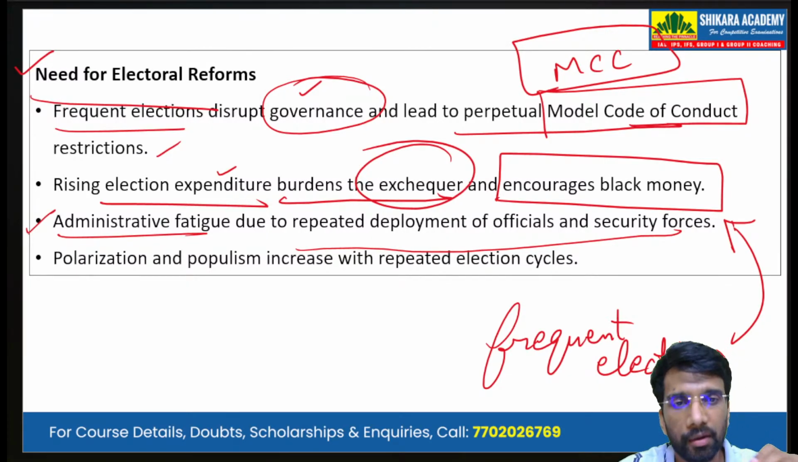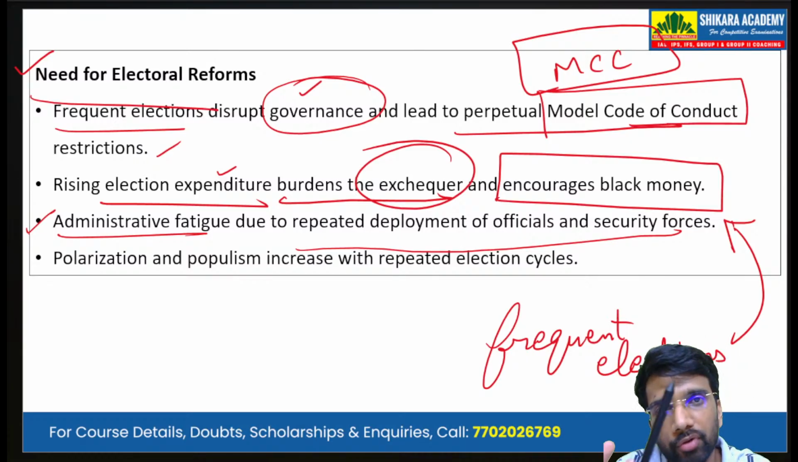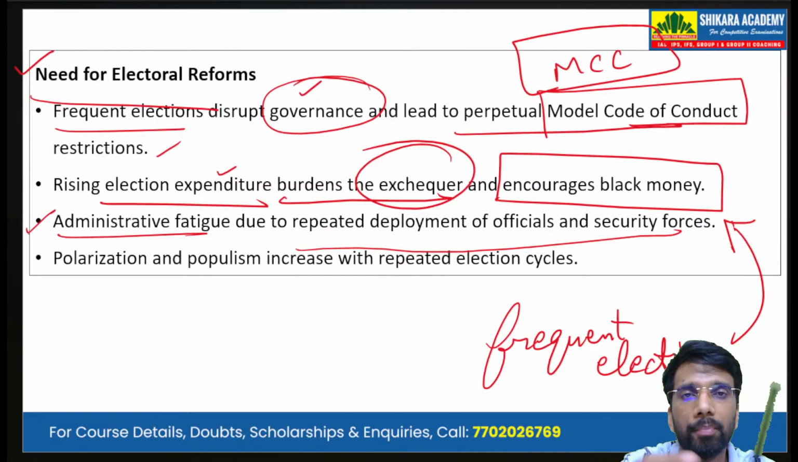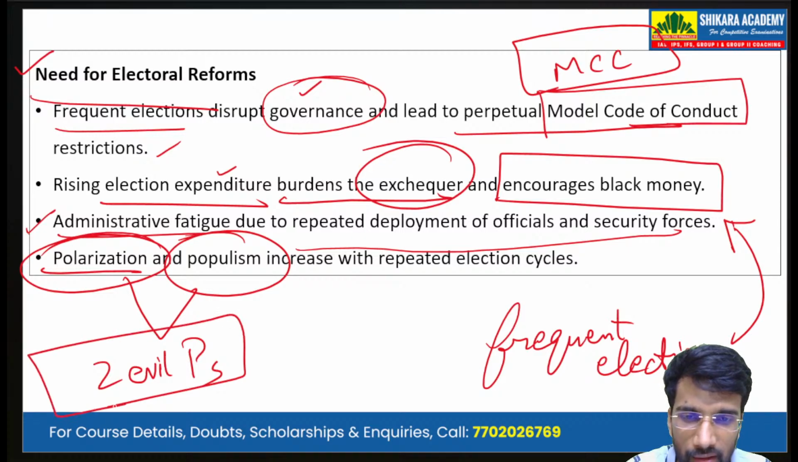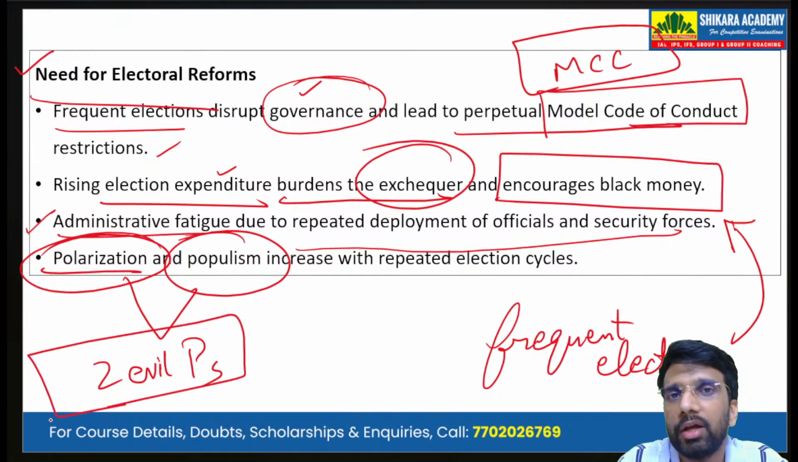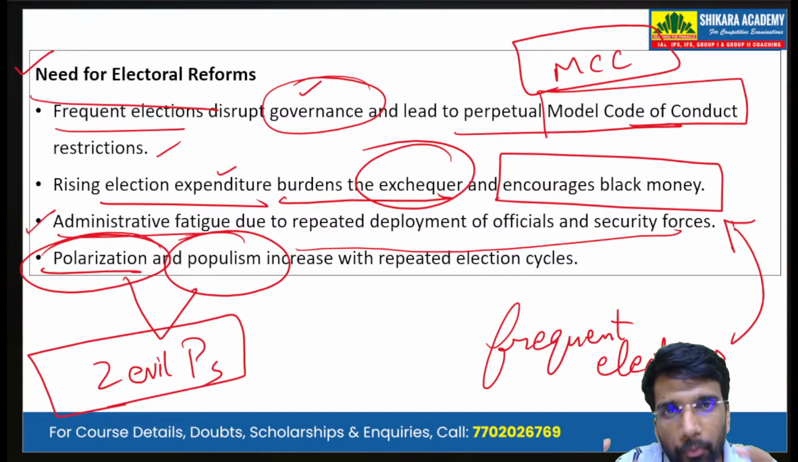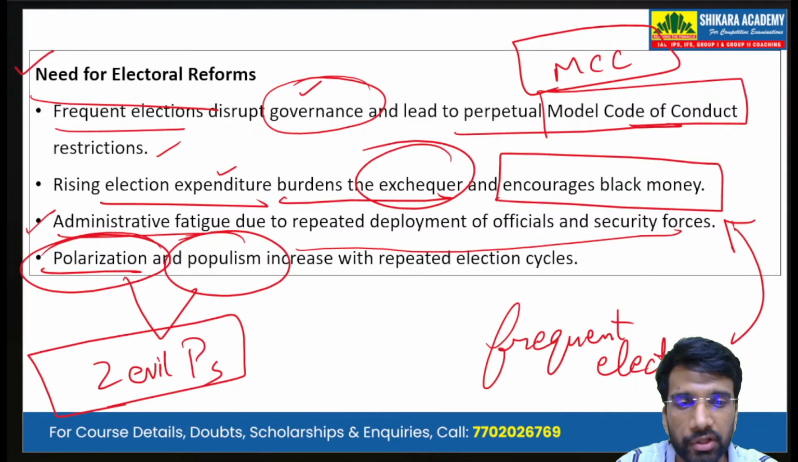The election officials are mainly the government staff, and the security forces, they are deployed from one place to another place and then again from place to place when the frequent elections are taking place. Then there is polarization and populism. These are two evils that are hampering our democratic society. Polarization is not good for the social fabric of the country, and populism is not good for the economic fabric of the country.